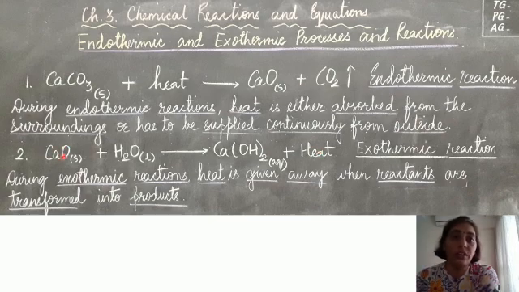In a combination reaction, we had said two or more reactants give you a single product. This one we have studied, but here what is happening is heat is given out during the chemical reaction, that is, the temperature of the solution is going to increase. So here it's an example of an exothermic reaction. During exothermic reactions, heat is given away, or liberated, or evolved when reactants are transformed into products. So this is one reaction each as examples of endothermic and exothermic reaction.